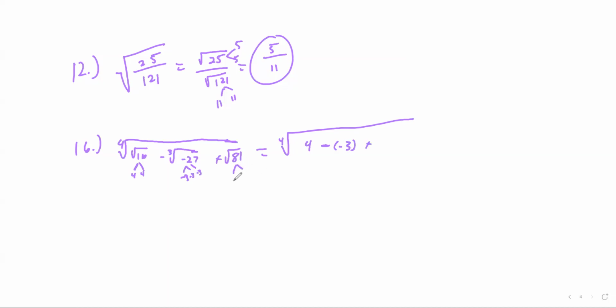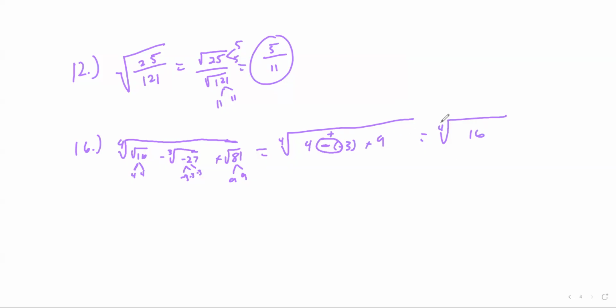Plus the square root of 81, that's going to be 9 times 9, so that's going to be 9. So all those are perfect powers. And then I keep on working this out. I see that two negatives make a positive. So 4 plus 3 gives me 7. 7 plus 9 is 16.